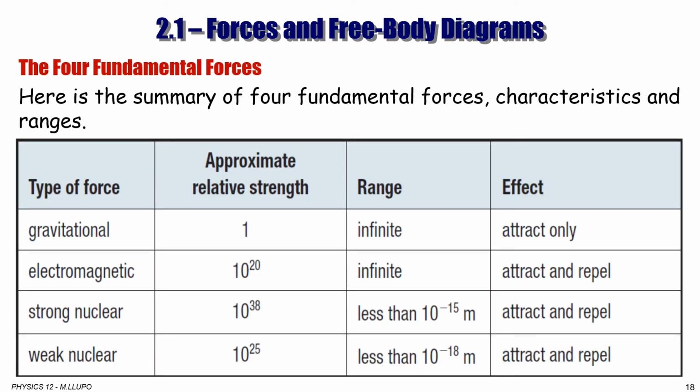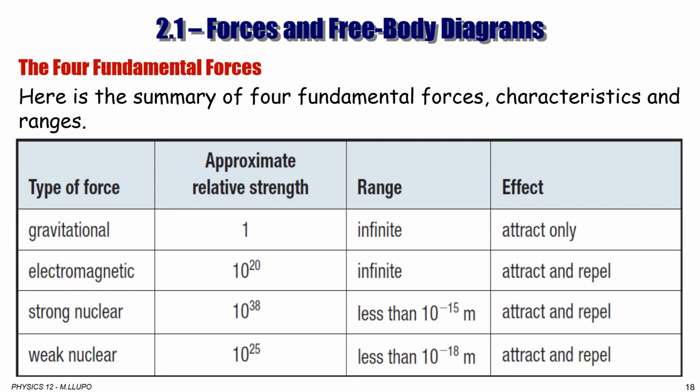Here is a summary of the 4 fundamental forces, their characteristics, and ranges. If you take a look there, the gravitational force is the relative one, and look at the other 3 with the 20 zeros, 38 zeros, and 25 zeros. That makes the electromagnetic, strong, and weak nuclear forces very, very, very strong compared to the gravitational force.